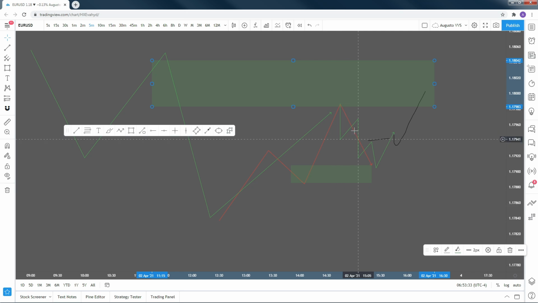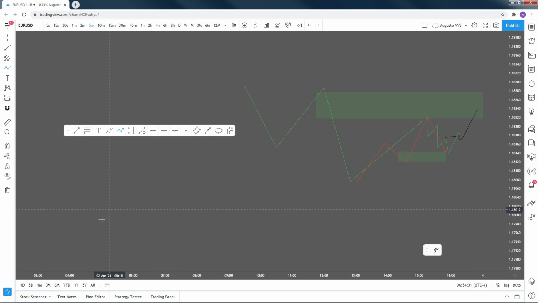And now that it broke the structure to the downside, coming from this daily higher time frame order block, that means that this 1 hour swing here will potentially be broken. So the chances of price respecting these order blocks are lower compared to price breaking them, because price is coming from a higher time frame level.